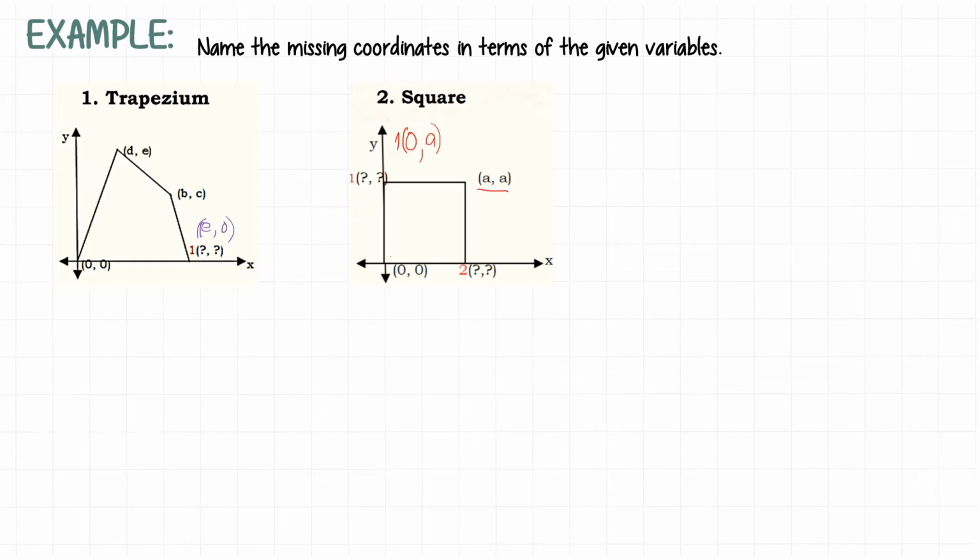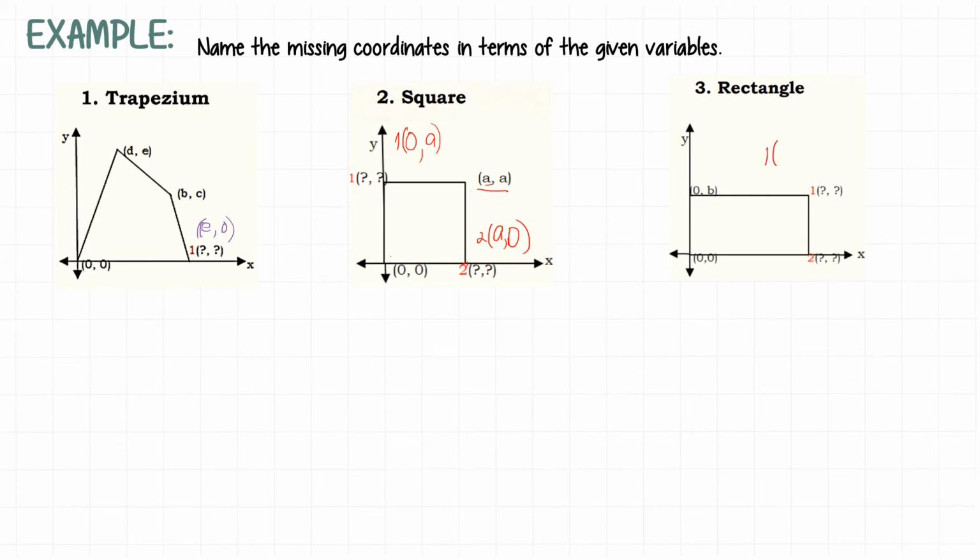Yan. Next, how about point 2? Ano ang kapantay nito vertically? Si a. And then, ang kapantay niya horizontally, si 0. Okay? Next. Rectangle, sorry. Now, point 1 is at, x to?